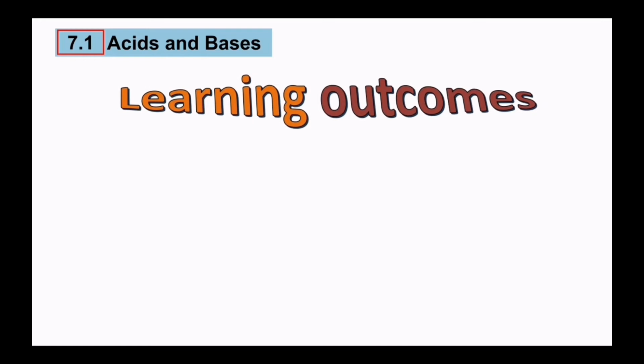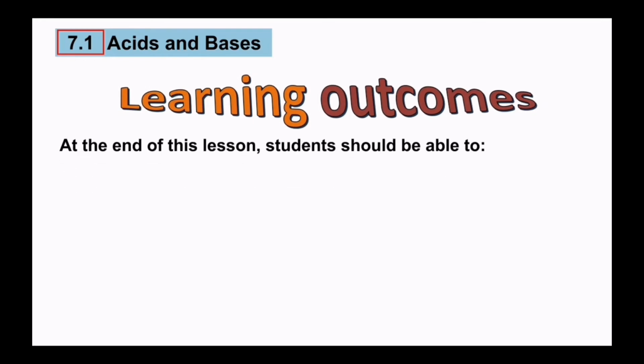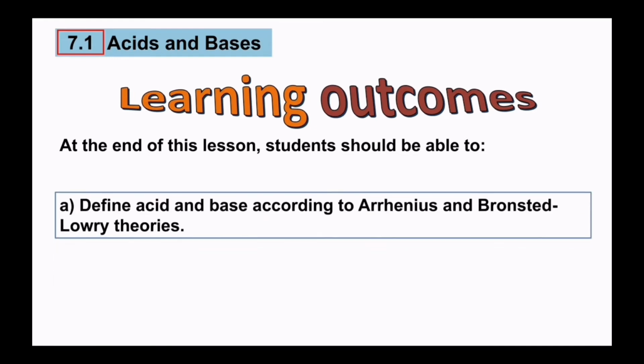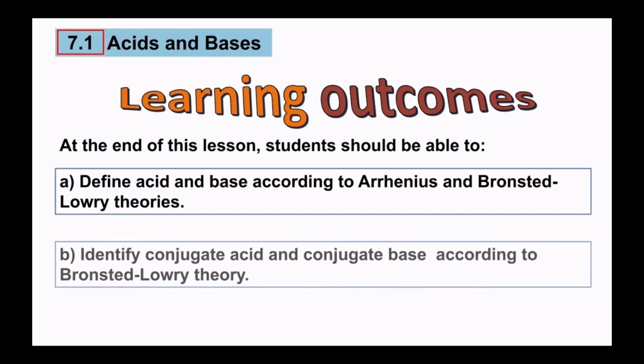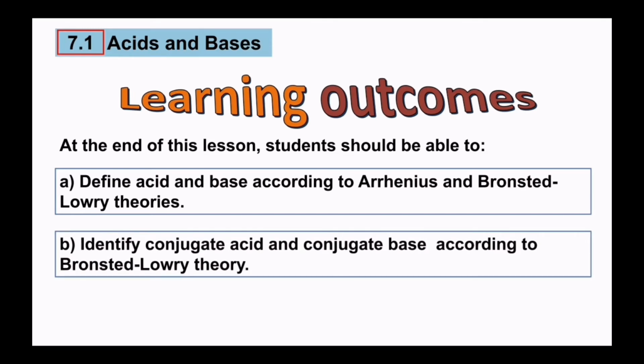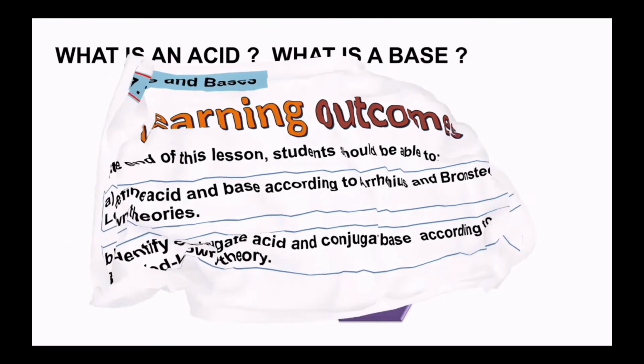Here are the learning outcomes. At the end of this lesson, students should be able to A. Define acid and base according to Arrhenius and Bronsted-Lowry theories. B. Identify conjugate acid and conjugate base according to Bronsted-Lowry theory. So keep your head up and let's start.